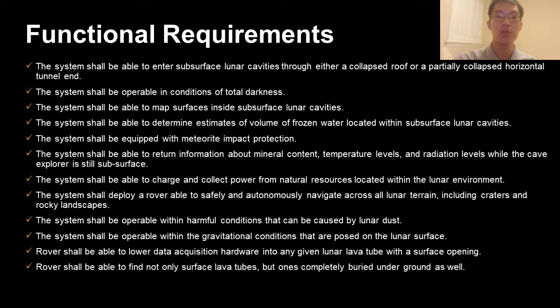Essentially, the rover system should be able to enter the lava tubes and collect information such as mineral content, temperature levels, and volumes of water to be sent to mission control. The system should be operable in complete darkness and should be able to charge and collect power from natural resources within the lunar environment. In addition, the system should also be able to traverse the lunar terrain and withstand its environment, which includes microgravity, lunar dust, radiation, and potential meteorite impacts.